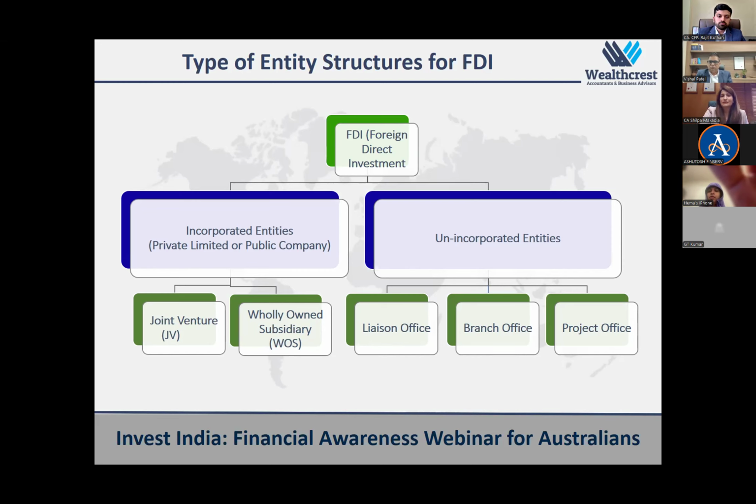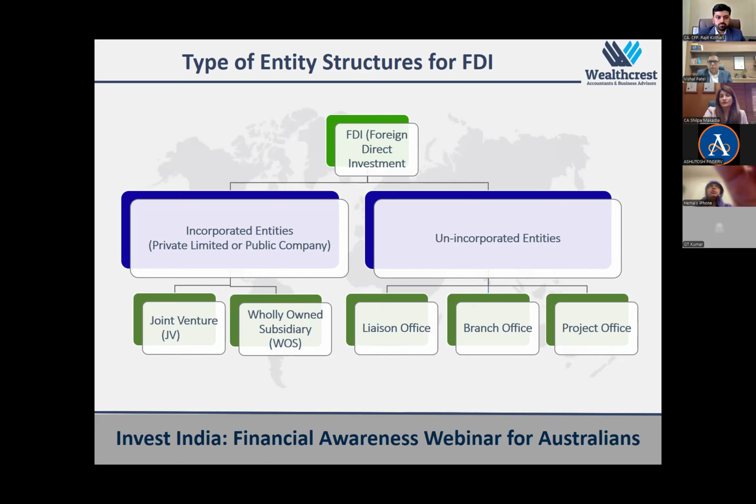So a project office is generally for a particular project, like if you got any project from the government or any other institution, then you can have your project office. That project office would be for that particular project only. Then there is a liaison office option, which is generally availed by companies who are into after-sale services. They are selling from the overseas company, and then the after-sale services, installation services, those kinds of services are taken care of by the liaison office.